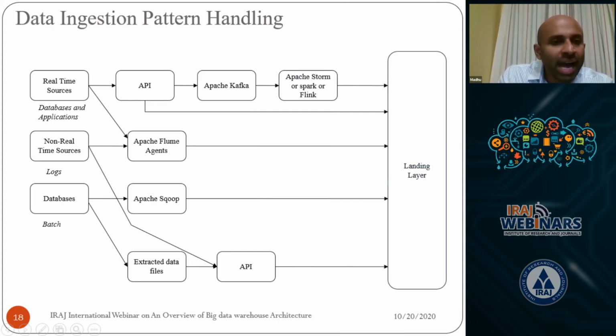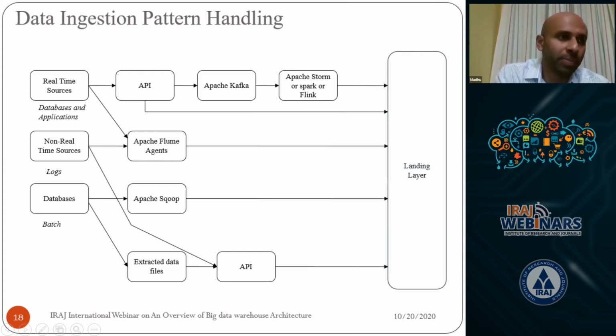Similarly, you could have databases. When it is a database which is constantly getting updated, there is again a technology in big data, Apache Flume agents, which allow you to pull the data out of these database logs and put it into the landing layer. Same thing, not only database logs, regular logs can also be read through the Apache Flume agent, which are again put into the landing layer.